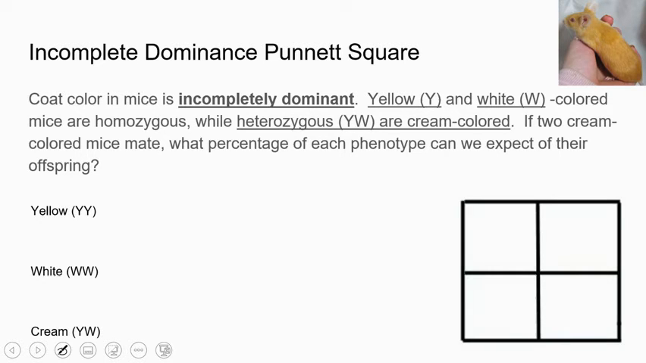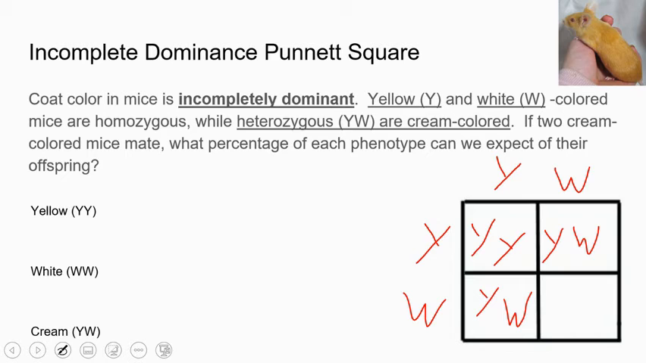So I'm going to set my Punnett square up and put YW above and YW to the left. Now, just like a normal Punnett square, we're going to distribute those letters. So in the top left, I have a Y that's above and a Y that's to the left. And then on the top right, I have a capital W that's above and a Y that's to the left. On the bottom left, I have a Y that is above and a W to the left. And finally, for the last one, I have WW. All right, so we figured that all out.